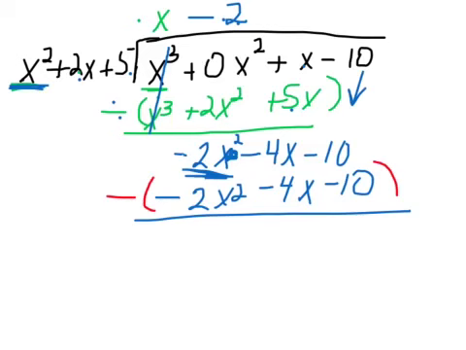So negative 2x squared minus 2x squared is the same thing as negative 2x squared plus 2x squared, so that adds up to 0. Negative 4x minus 4x is the same thing as negative 4x plus 4x, so those two cancel out or add to 0. And negative 10 minus 10 is the same thing as negative 10 plus 10, which also adds up to 0. Yay, it divided in evenly. That's what it was supposed to do.